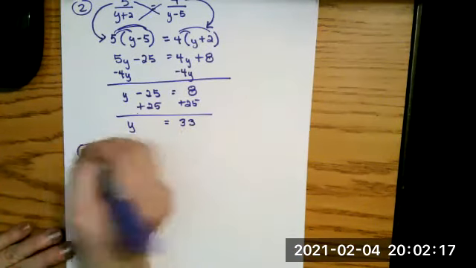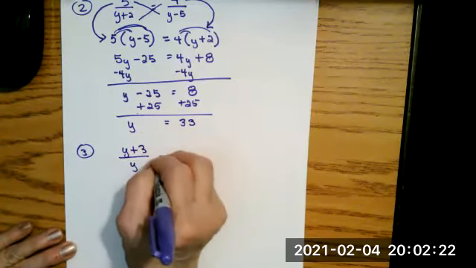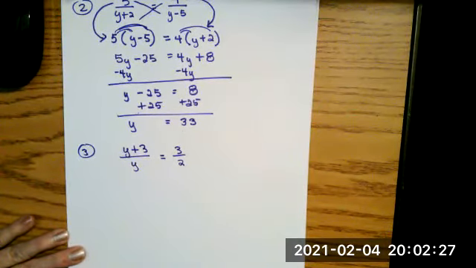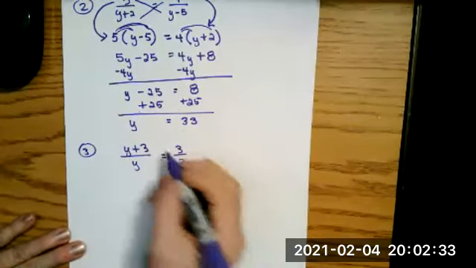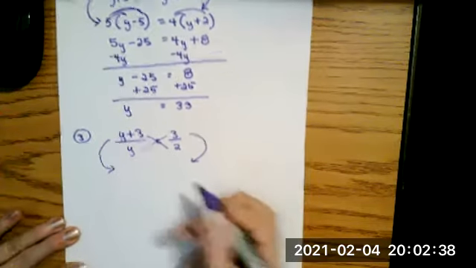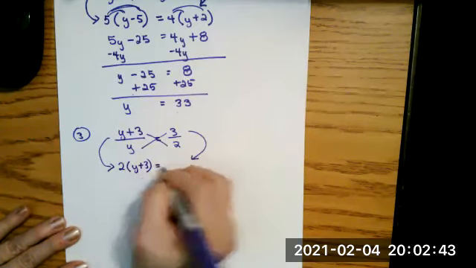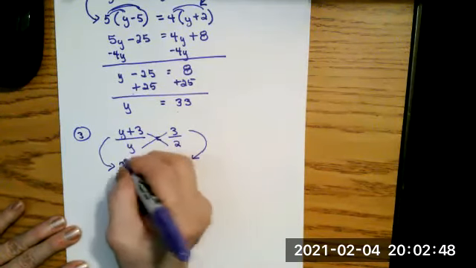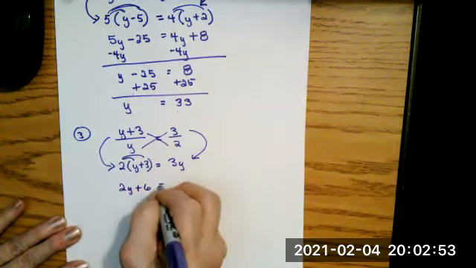Number 3. This is also a proportion. These are called proportions, if you have a fraction equal to a fraction. So you can either multiply both sides by 2y, or you can cross multiply. So if I cross multiply, I get 2 times y plus 3 equals 3y. 2y and 2 times 3 here. 2y plus 6 equals 3y.